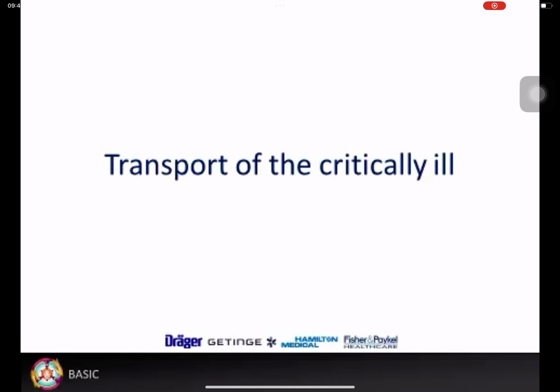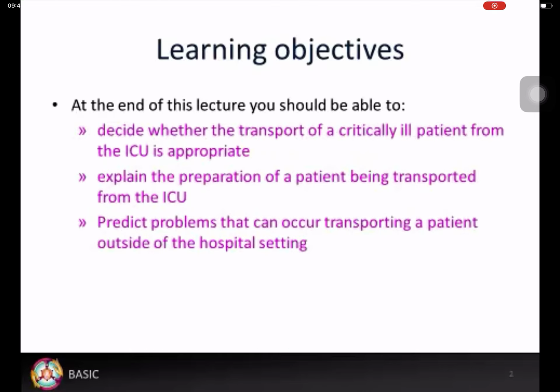Transport of the critically ill. At the end of this lecture, you should be able to decide whether the transport of a critically ill patient from the ICU is appropriate, explain the preparation of a patient being transported from the ICU, and predict problems that can occur transporting a patient outside of the hospital setting.